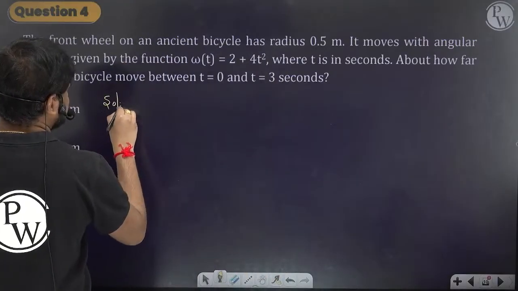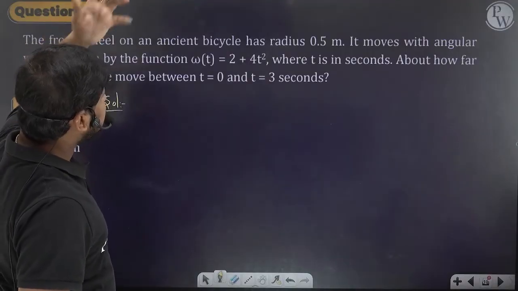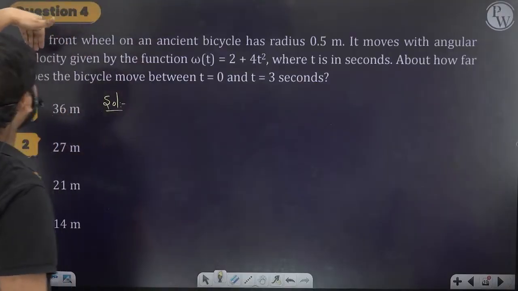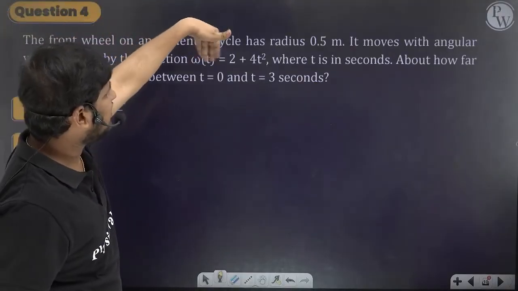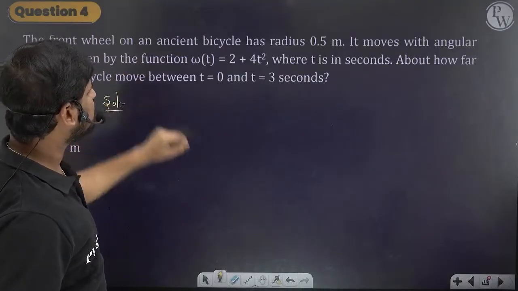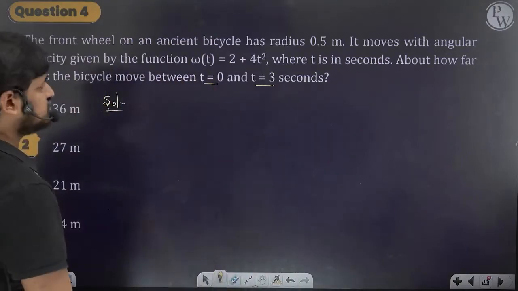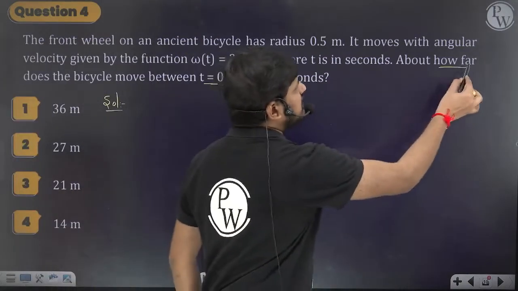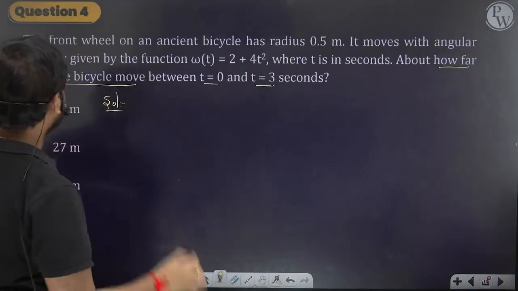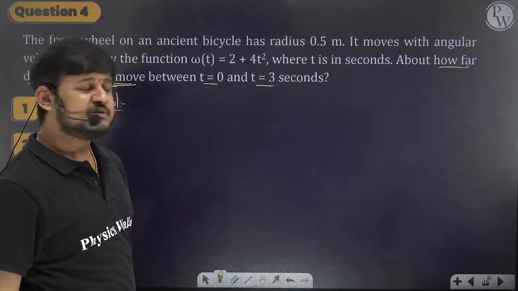What does the question say? The front wheel of an ancient bicycle has radius 0.5. It moves with angular velocity given by the function, where t is in seconds. About how far does the bicycle move between time t equals 0 to t equals 3 seconds? They are asking how far the bicycle moves. What are they asking? The linear displacement, or distance.